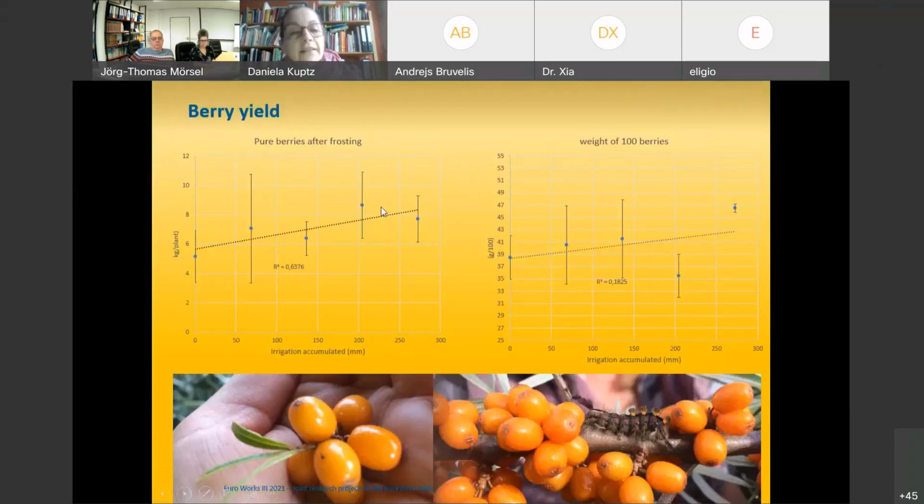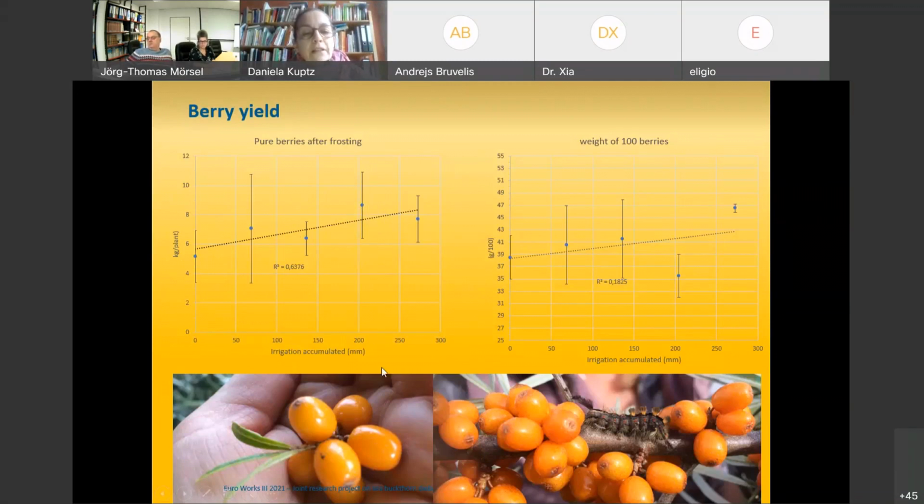Now the berry yield shows pure berries after freezing. Compared to our Greek colleagues, we have much fewer kilos per plant. We are starting here at about 5 kilos per plant, and the highest level was about 9 kilos per plant. But I'd like to remind you that this is the first harvest we did. The plants are only 3 years old, so it could also be that the harvest is not as big as in older plants.